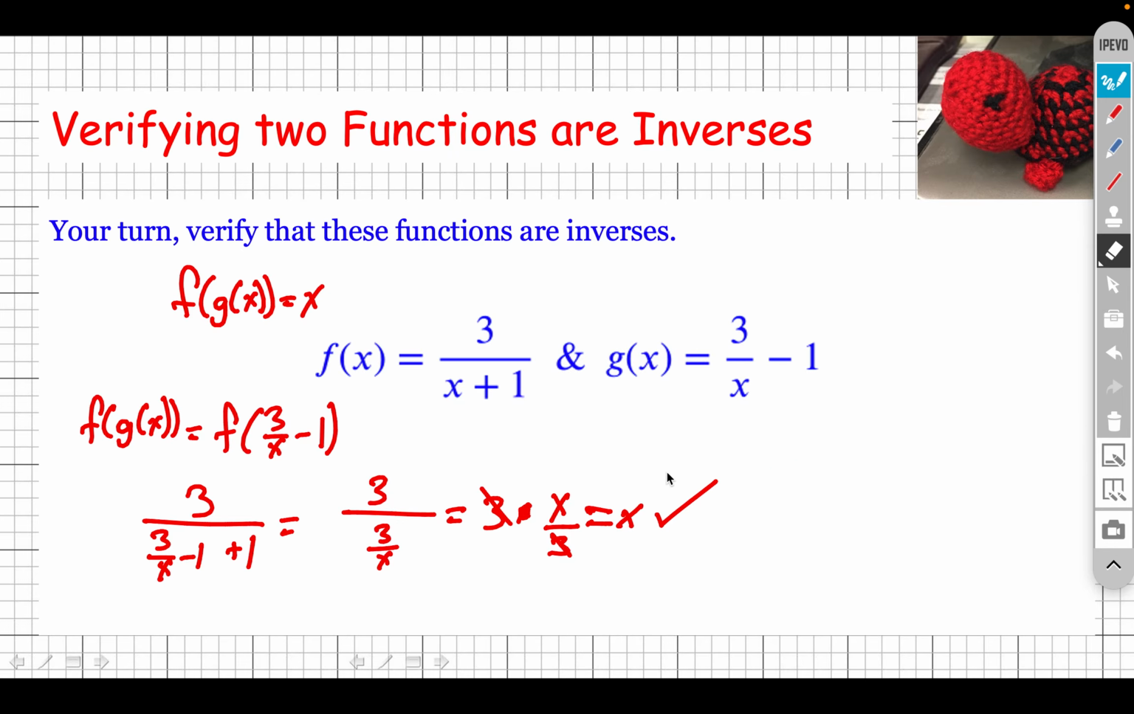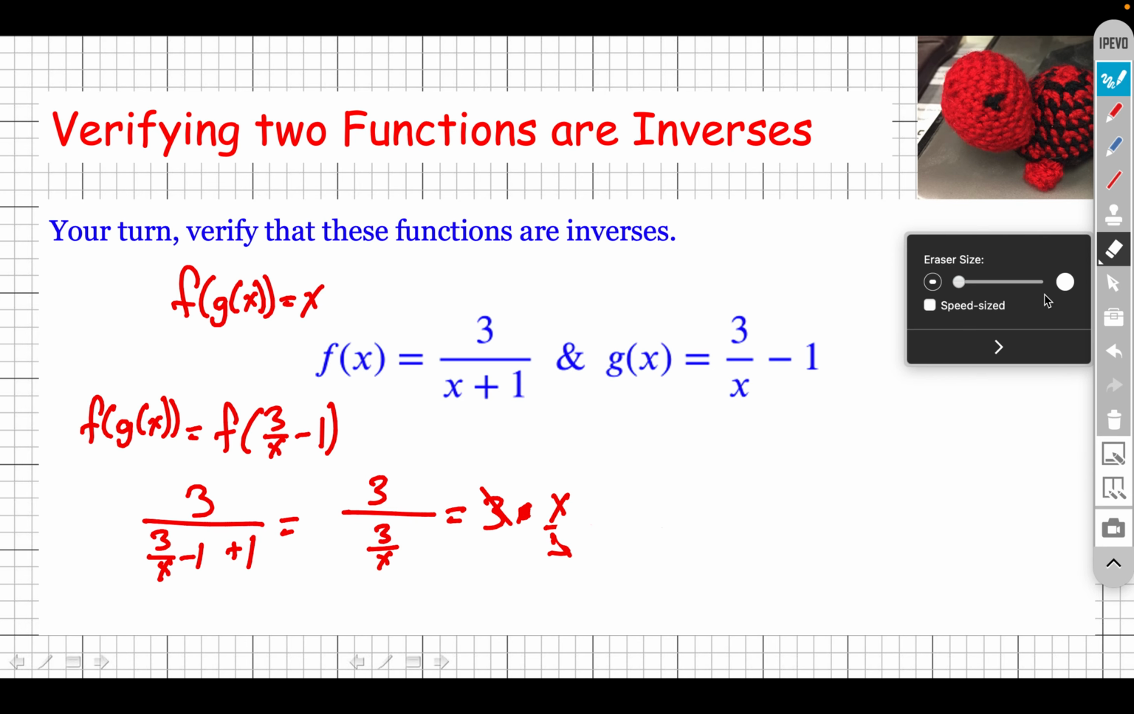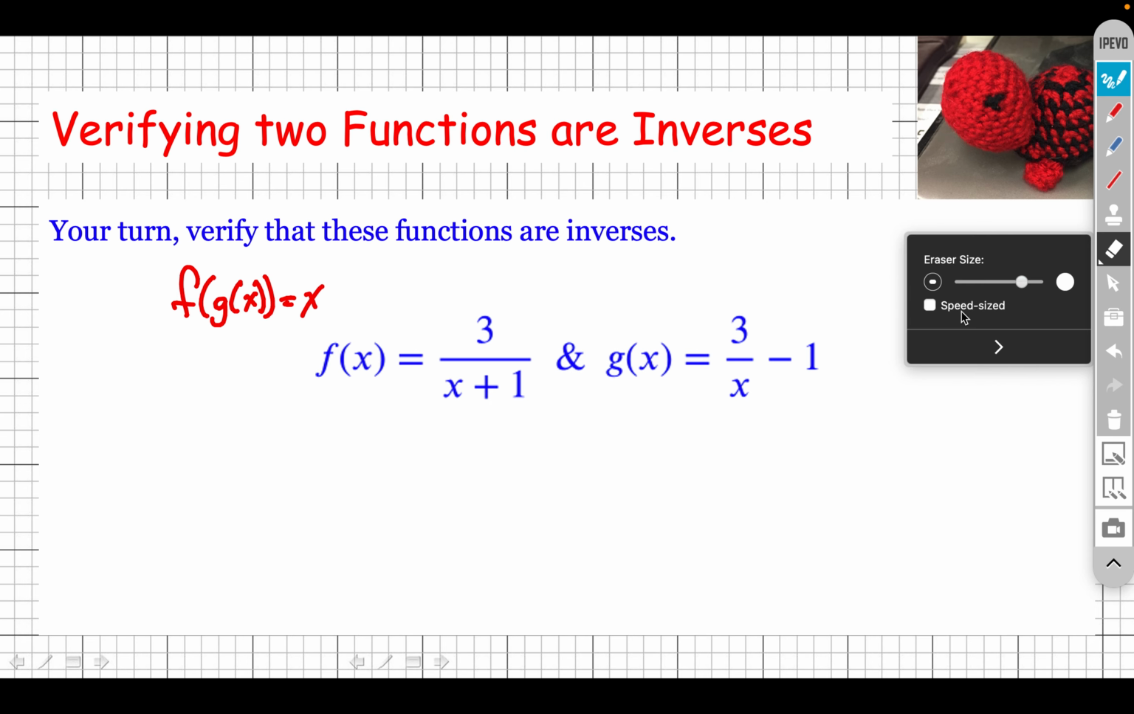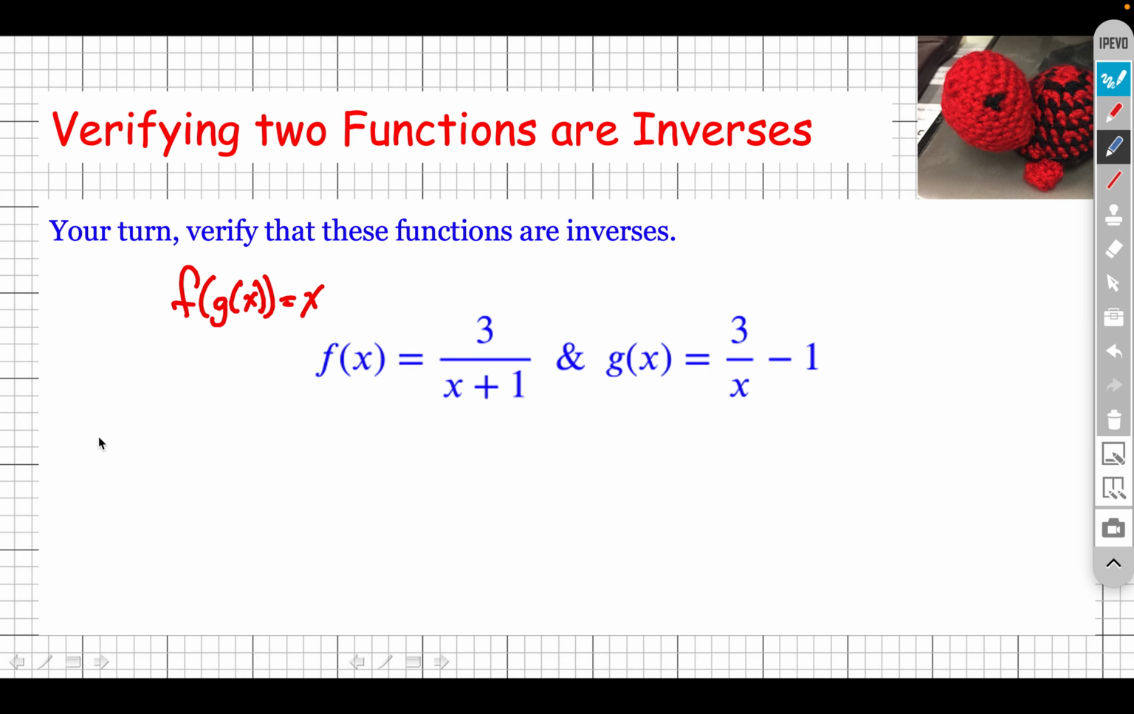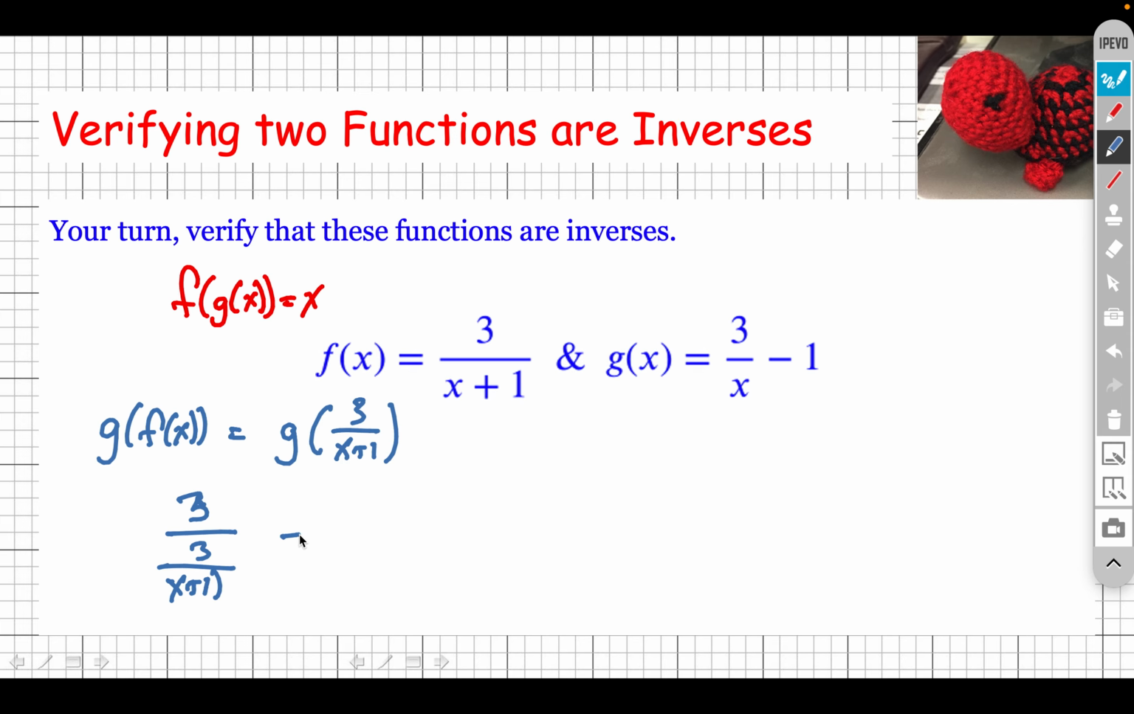Now we'll try it the other way around. Let's get a big eraser here. Give me room to work. If I wanted g of f of x, I'm going to go g of 3 over x plus 1. So that gives me 3 over x, that's g, so that's 3 over x plus 1, minus 1.